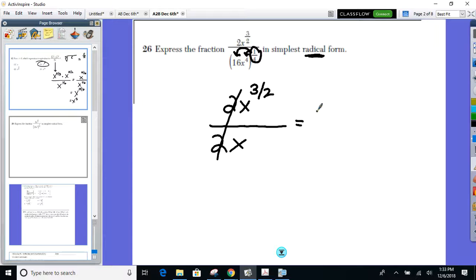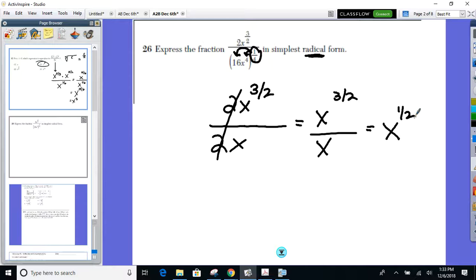Yeah. And then you'll have x to the 3/2 over x. Come on now. What's the rule? Subtract the exponents. 3/2 minus 1. Yep. The simplified version is x to the 1/2, but my answer says put it in radical form.